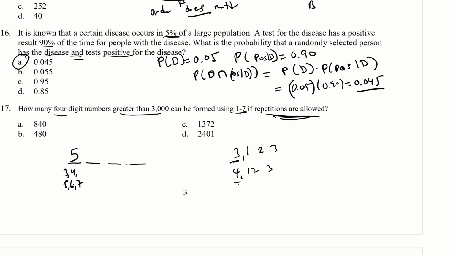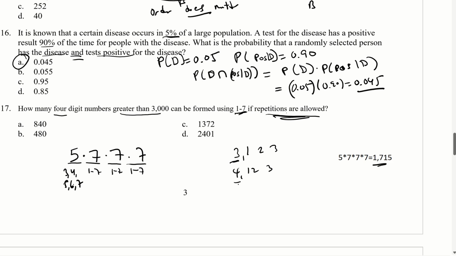Okay. Now, they just want it to be greater than 3,000. So at this point, we got 1 through 7. That's a total of 1, 2, 3, 4, 5, 6, 7. That's 7 numbers from 1 through 7, right? So at this point, we just have 7 numbers to choose from for each of those because repetitions are allowed. So then you can multiply 5 times 7 times 7 times 7. And let's see what that is. 5 times 7 times 7 times 7 is 1,000.